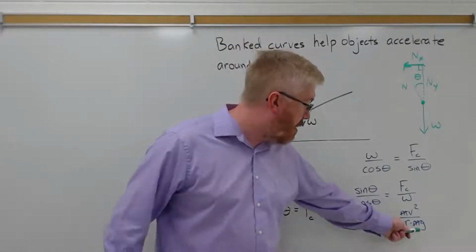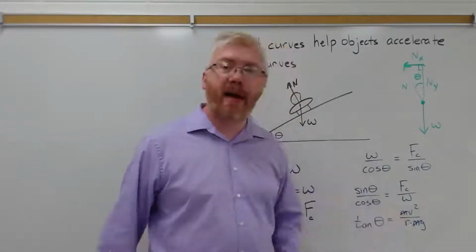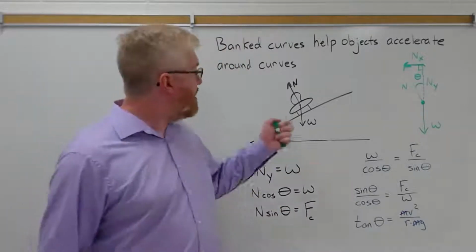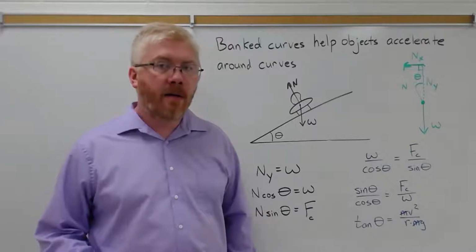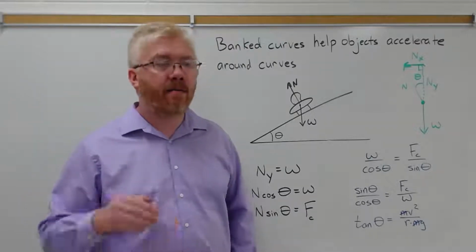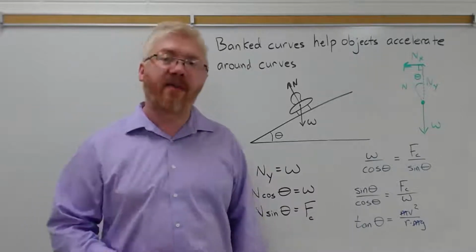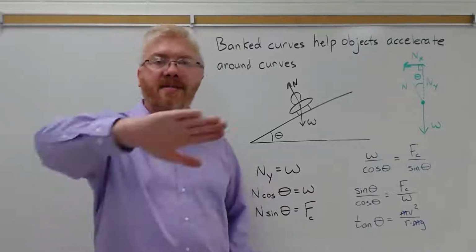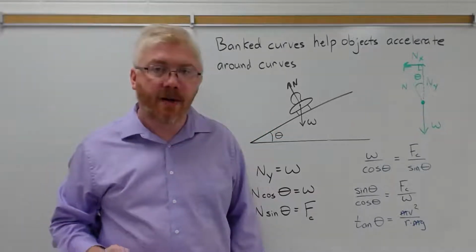So I plug all those in. Hey, there's an m on the top from the centripetal force, there's an m on the bottom from the weight, mass cancels. Well, that's kind of neat. That means our answer won't depend on the mass of the object. So a light skeleton person flying down the hill will be turned the same amount as a heavy skeleton person flying down the hill. Or a light NASCAR going around the corner will bank just as much as a heavier NASCAR.